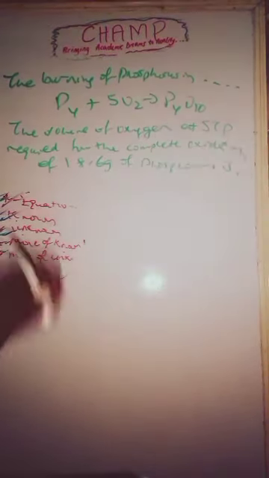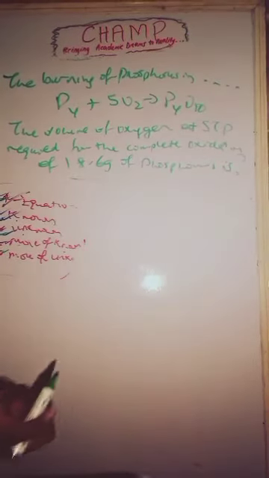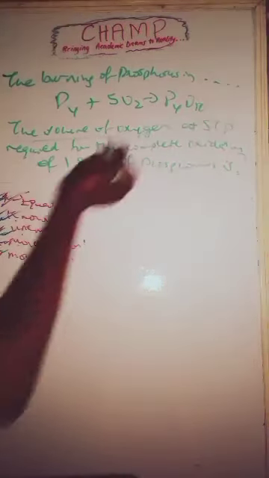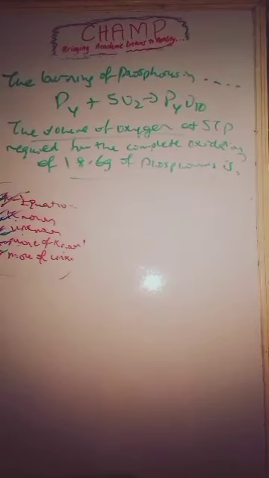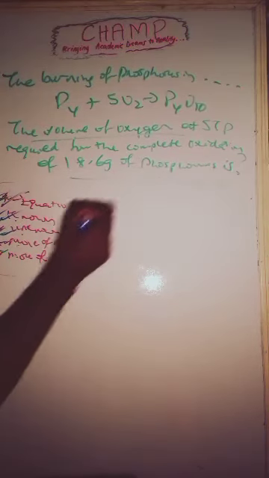Okay, will you try it out now? This is your known, 18.6 gram of phosphorus. Then the volume of oxygen, that's your unknown. Yes, try it out. Just pause it and try it out. Now I believe you've gotten it. Yes, let's try it together.